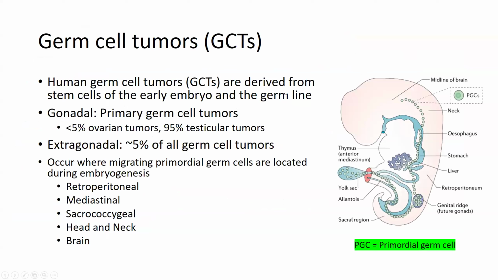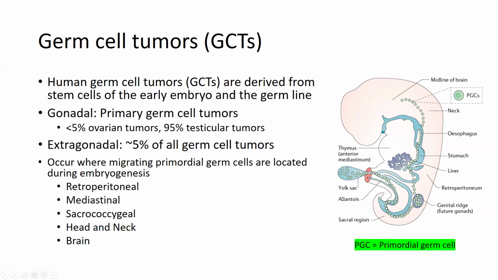Human germ cell tumors are derived from stem cells of the early embryo and the germline, and the vast majority of them occur in the gonads. They're the primary germ cell tumors, and comparing ovary versus testis, testicular tumors are far more common. And when we think about things that are outside of the gonads, the extragonadal tumors, which is really what we are going to talk about today, they represent about 5% of all germ cell tumors. So we're looking at a very small subset of tumors.